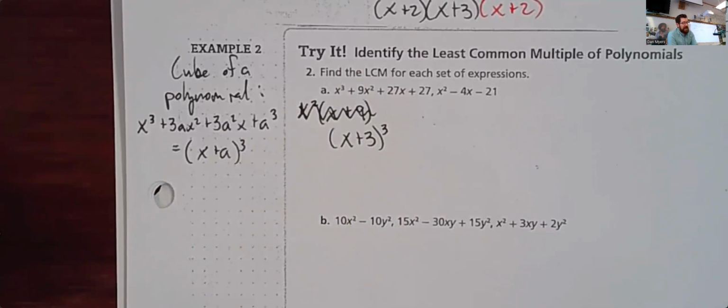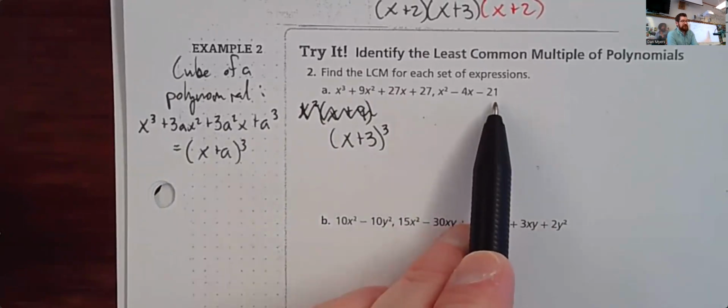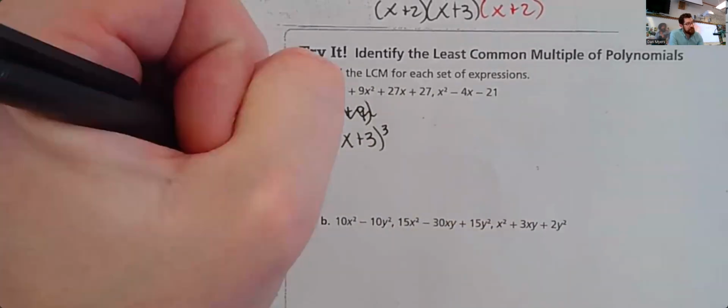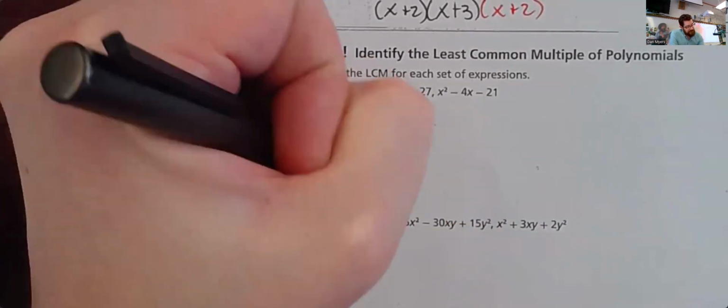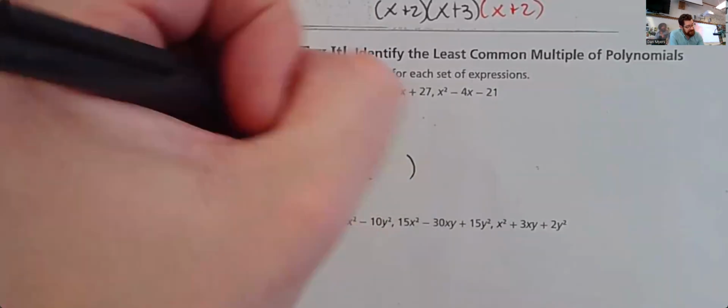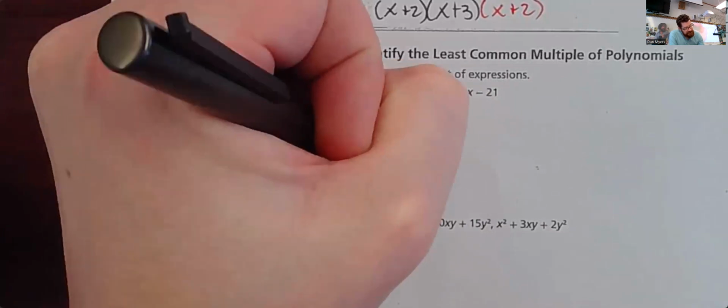All right. And then the next one, this one should be a little bit easier. What does that factor to? Anybody get that second one? Yeah, x minus 7 and x plus 3.